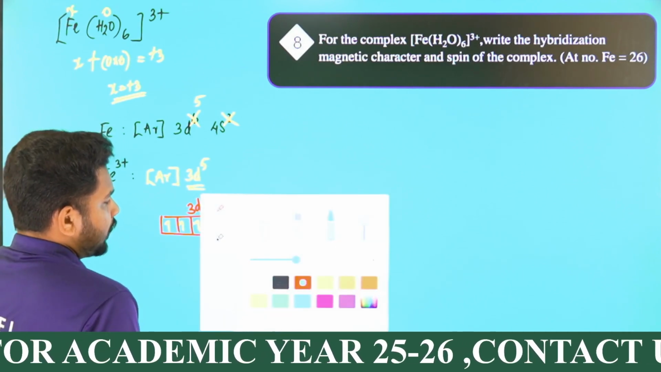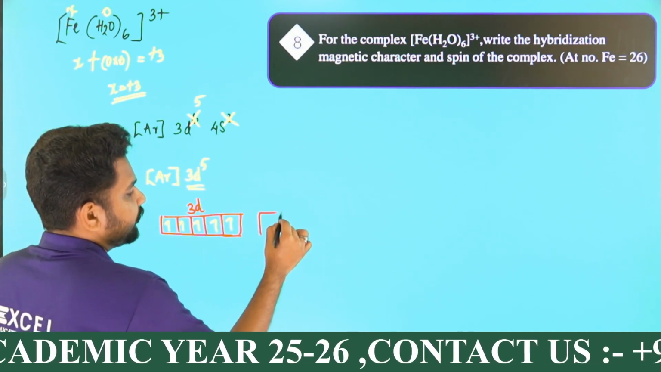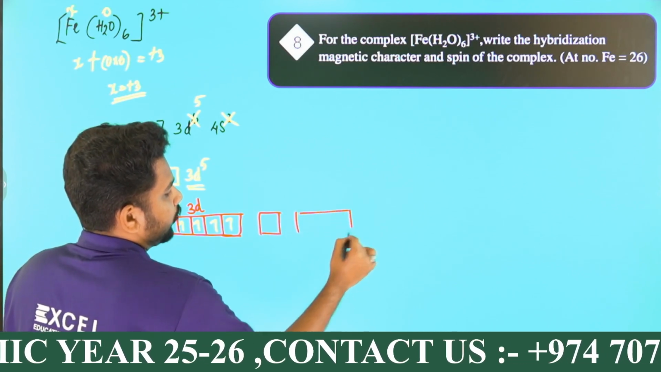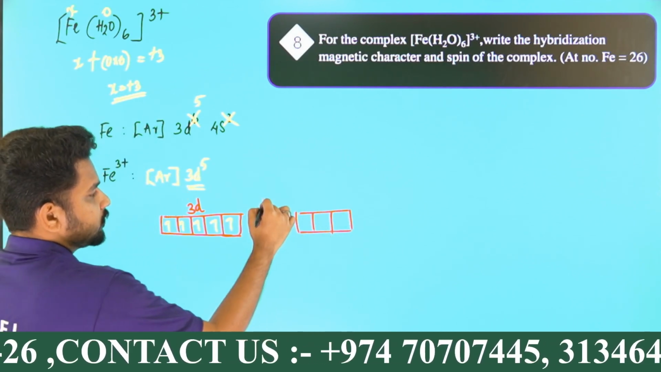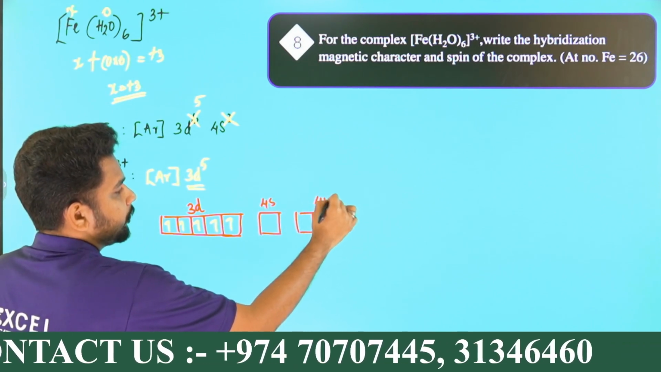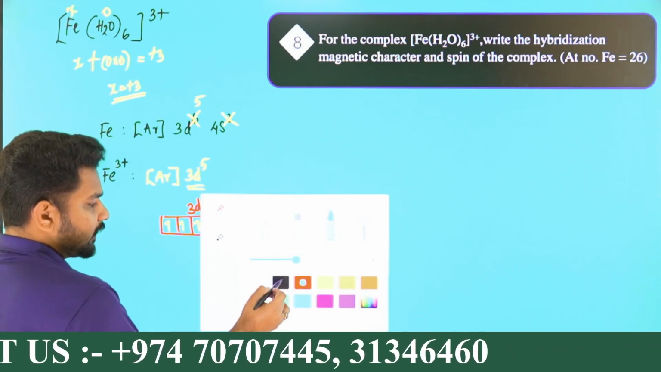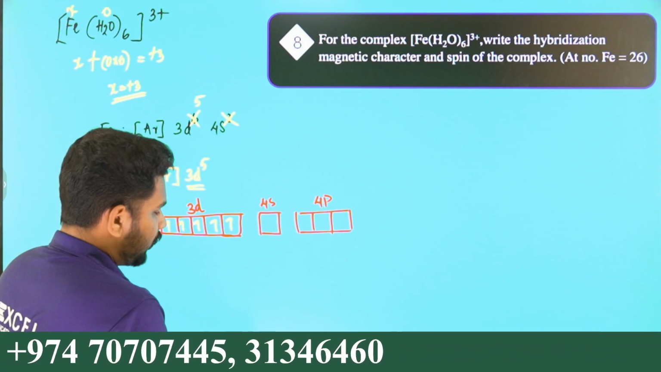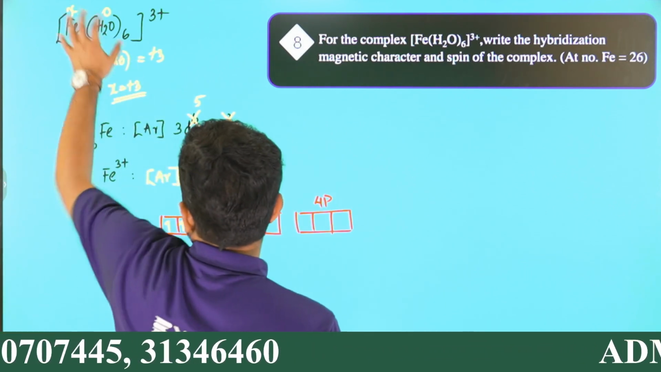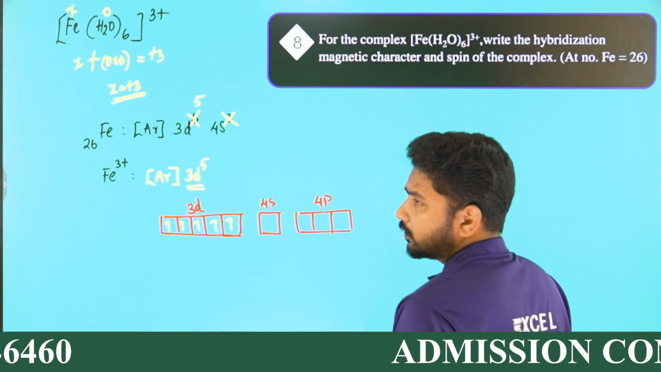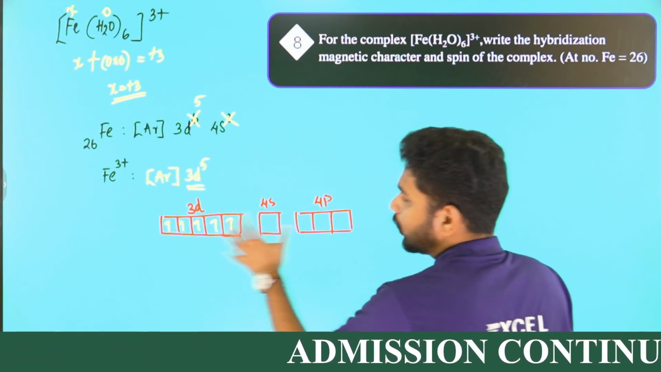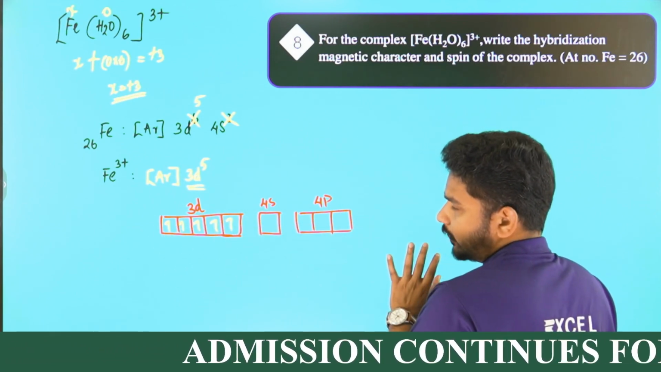And you can see after this 3d there will be 4s and also 4p. This is the 4s orbital and this is the 4p orbital. And what is the next step? Do you always remember the steps? First step, find the oxidation state. Second step, using the oxidation state, write the electronic configuration. Third step, orbital diagram. I wrote the orbital diagram.